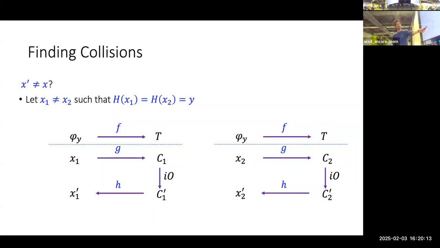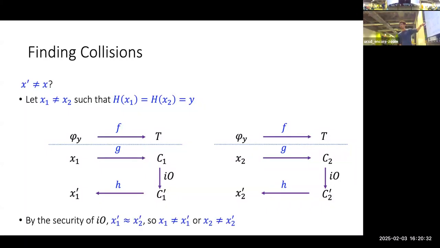So by the security of the iO, we cannot distinguish between C1 prime and C2 prime. And this means, because h is an efficient function, that we cannot distinguish between x1 prime and x2 prime. And now, if we cannot distinguish between x1 prime and x2 prime, it must be the case that either x1 prime is different from x1 or x2 prime is different from x2. Otherwise, we can't distinguish. This means that when we choose a random input uniformly at random, at least with probability one half, we must be able to find a collision and break the security of the iO. Okay, this is the proof.